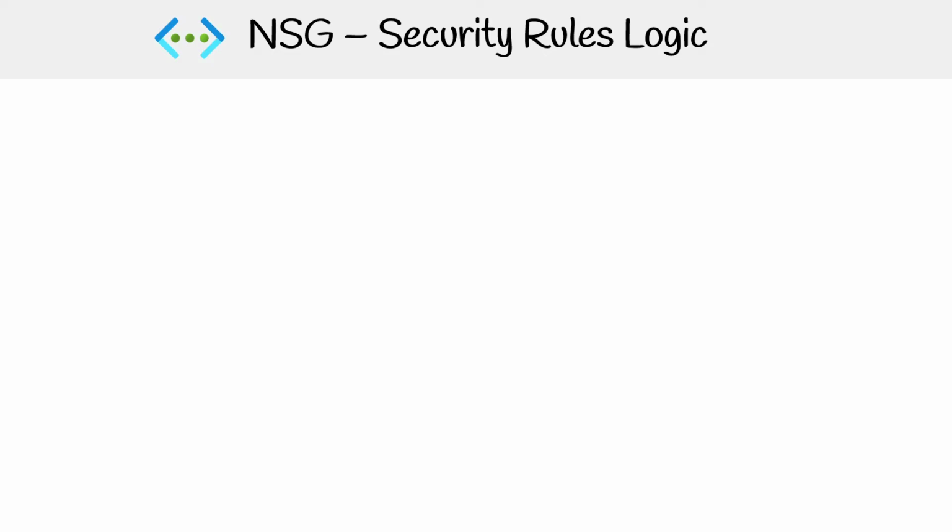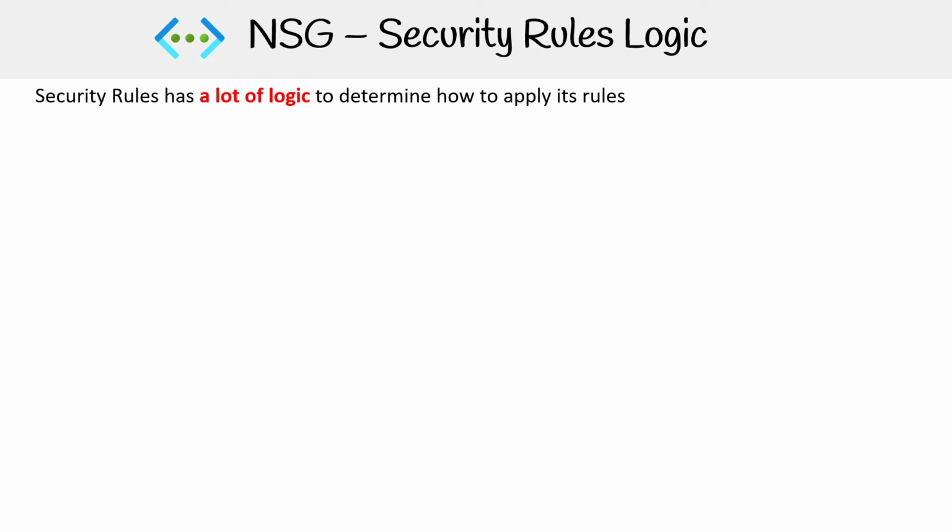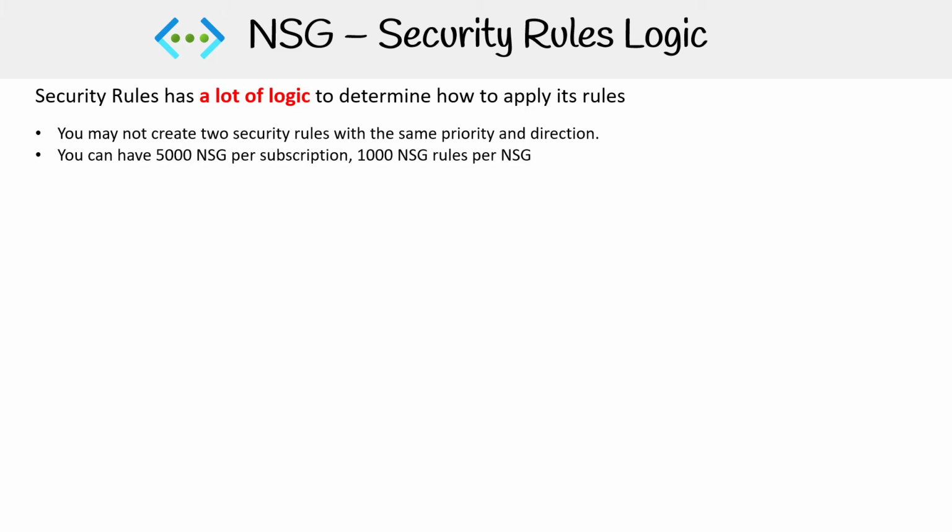Let's take a look here at the logic for security rules, and there's a lot of logic here, so we'll work our way through it. And unfortunately, there's no fun way to visualize this, so we just got to work through the text. So you may not create two security rules with the same priority and direction. You can have 5,000 NSGs per subscription and 1,000 NSG rules per NSG.